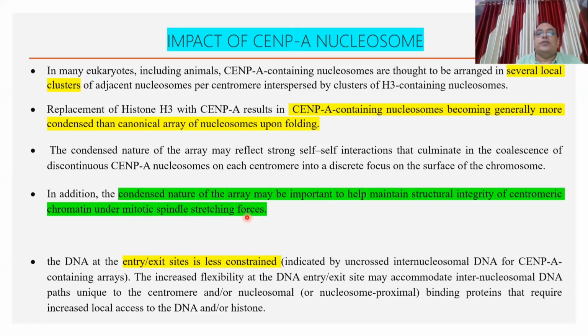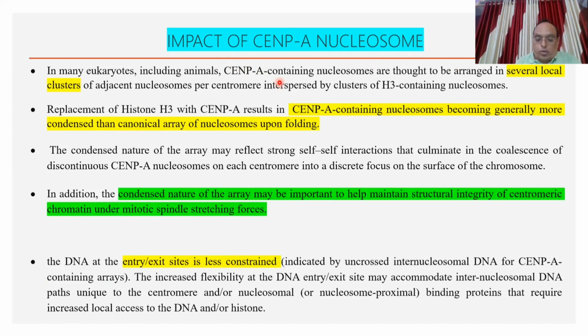Now, the impact of the CNP-A nucleosome. Many of you, including Shweta, roll number 8, have raised the question about impact. So what are the impacts of the replacement of H3 by CEN-H3? What are the changes caused by the replacement of normal or canonical histone H3 by the centromeric histone H3 or CNP-A? As you have seen earlier, it leads to compaction.